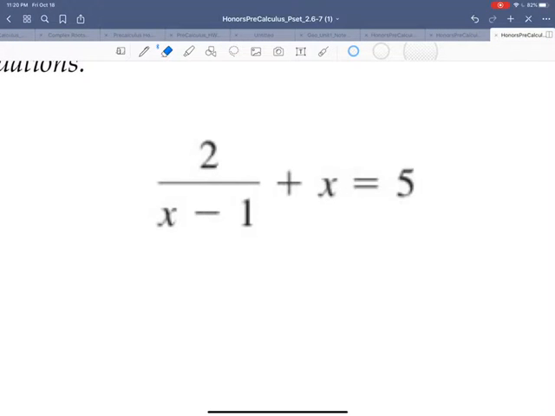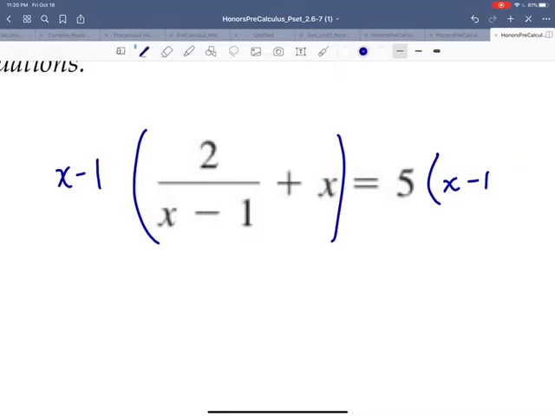So we first want to clear this denominator by multiplying both sides by x minus 1. So I'm going to multiply this side by x minus 1, and this side by x minus 1.